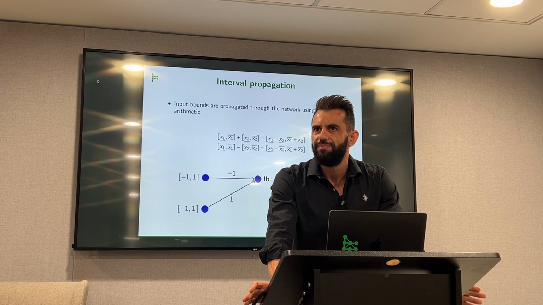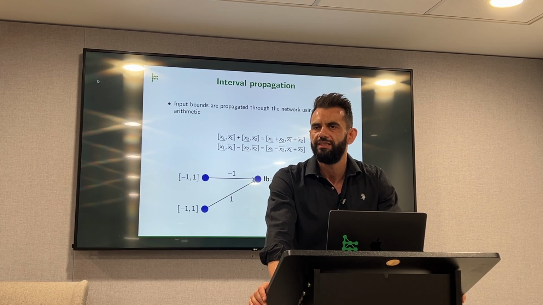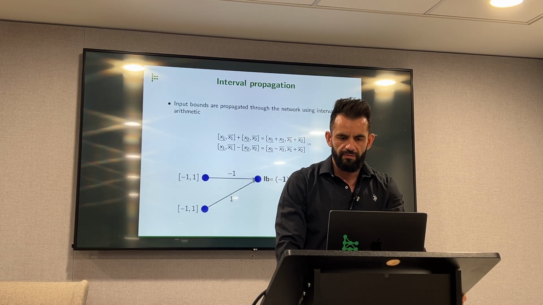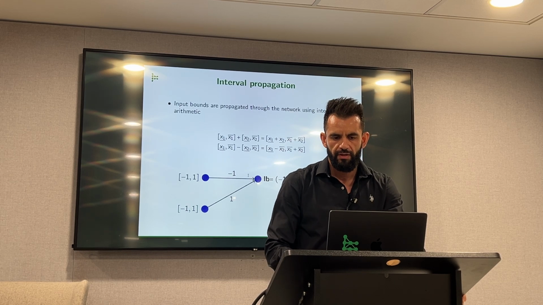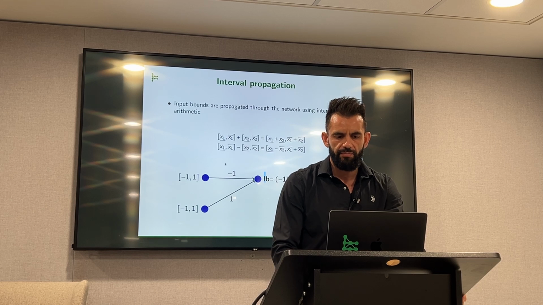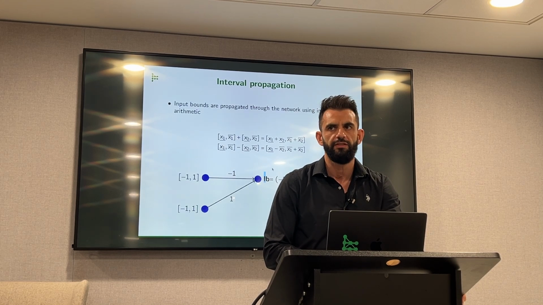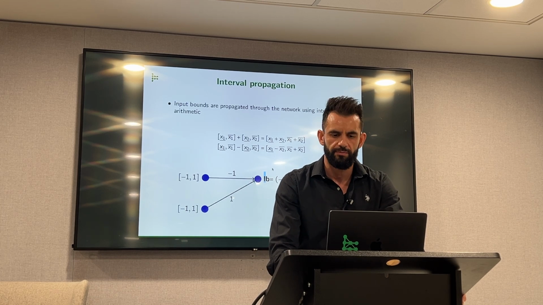This method simply propagates the bounds that we have in the input using interval arithmetic. So in this example, we have a simple network here, and we want to derive the bound for the output node. And this will simply be -1 times the upper bound of the first input plus 1 times the lower bound of the second input. And this will give us -2. So this will be the lower bound of the output.